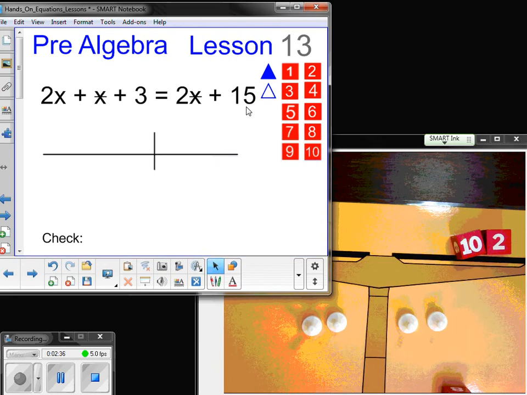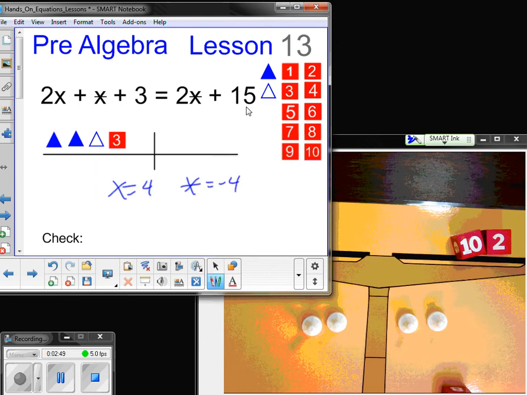Now, we could do that same thing on here, but I'm just going to use this to check our answer with. We said x was 4, which meant star has to be negative 4. It has to be the opposite. So 2 star plus 15. Okay, so now let's check this.